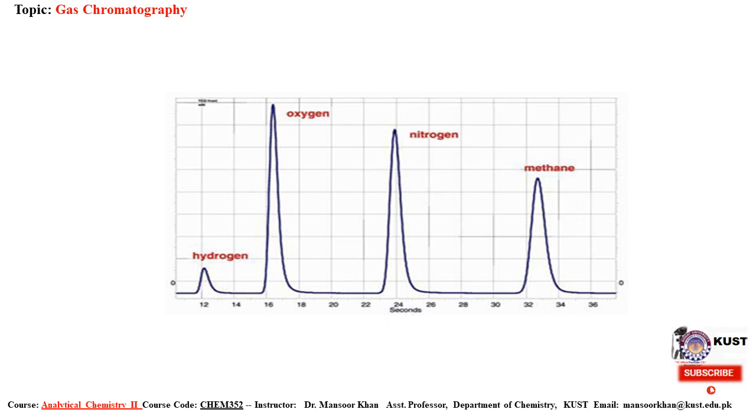Why? Because the interaction of hydrogen gas with the stationary phase is very low. Then oxygen is the second one. The third one is nitrogen, and then methane. The same mechanism applies to the other volatile components present in the sample.